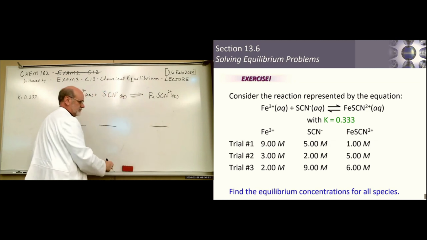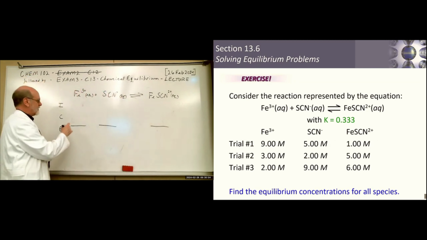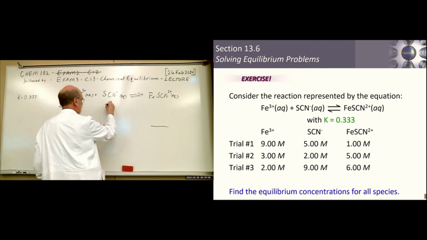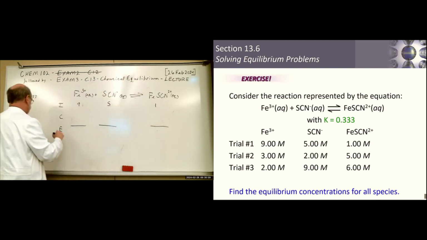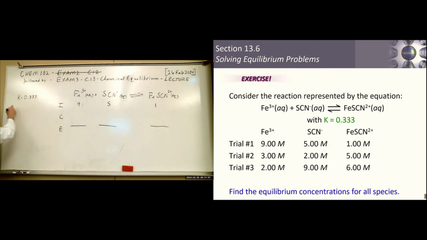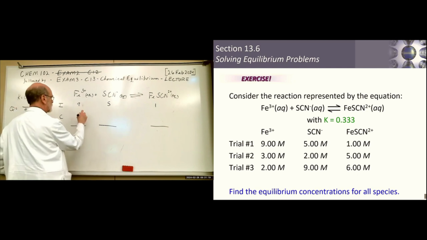All right. So the first one is 9, 5, and 1. So the Q for the first one is going to be 1 divided by 9 times 5, or 1 over 45. That's much, much less than 0.3, right? So if it's much less than 0.3, we don't have enough product. That one's going to move to the right.